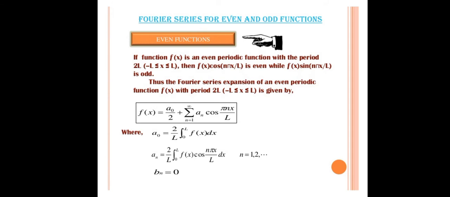Now bn is equal to 0. Why is bn equal to 0? Because these functions are even functions. Even functions are written as cos x, that is, cosine terms only.